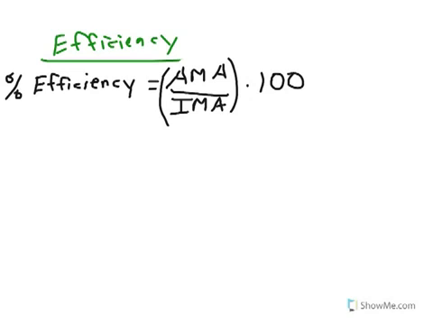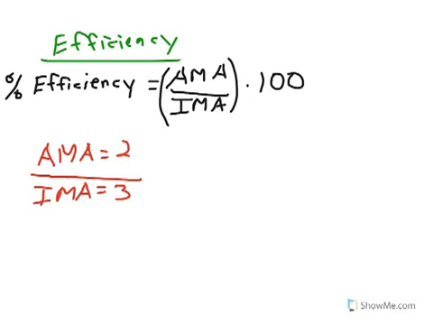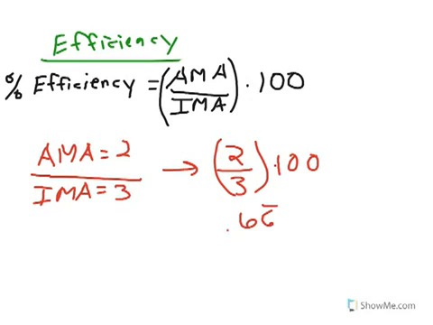So let's say, for instance, I had an actual mechanical advantage of 2, and my ideal mechanical advantage of 3. If I put them into the formula, it's 2 over 3 times 100. 2 over 3 is 0.66, repeating. If I multiply that times 100, then it's 66.67% efficient, meaning that I lose about 1/3 to something. About 1/3 of the force I'm putting into moving my object of resistance is being lost to friction, or lost by some other means.